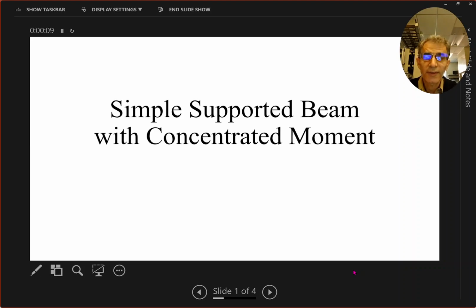Good morning, everyone. So today we look at another problem that is also simple in beam theory, and again we will use symbolic elements there. So this one has a concentrated moment, and just one of them. So you can see how simple it is; we use the same principles that we looked at in the previous video.